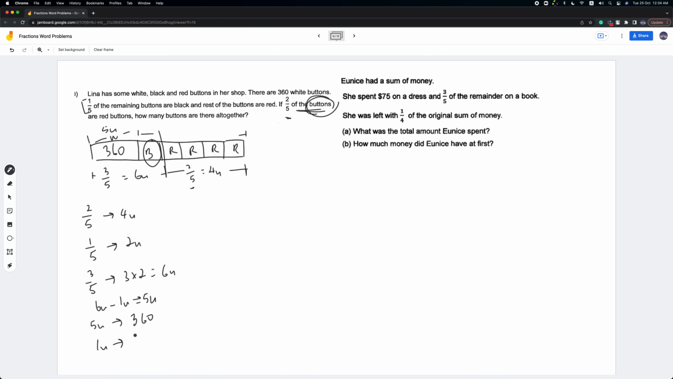Always find 1 unit. 360 divided by 5. Okay, what do we get? We get 72. And what do they ask to find? How many buttons are there altogether? Okay, altogether there are 4 units here and 6 units here. That means a total of 10 units. So 10 units is 10 times 72. That gives us 720.